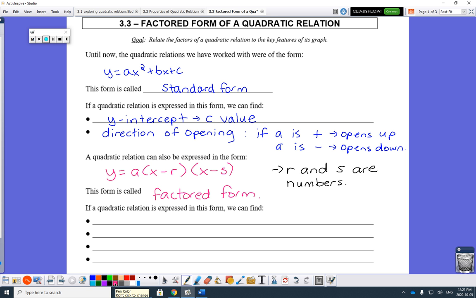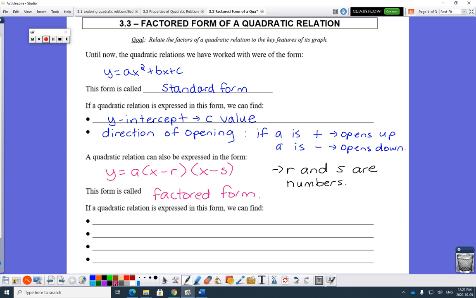Okay, so a we've already seen, x we've already seen, y we've already seen. So r and s are numbers, and they could be whole numbers, they could be decimals, they could be fractions, but in grade 10, they're either going to be positive or negative whole numbers, okay?